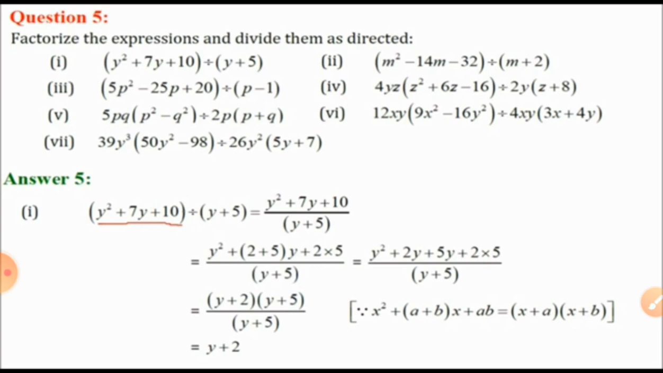So first one, y square plus 7y plus 10. As we know, you have to factorize 10 with sum or difference 7. 5 into 2 is 10 and 5 plus 2 is 7. So our answer is here 2 plus 5. So y square plus 5y plus 2y plus 2 into 5. Common ones are there, y plus 2 and y plus 5.